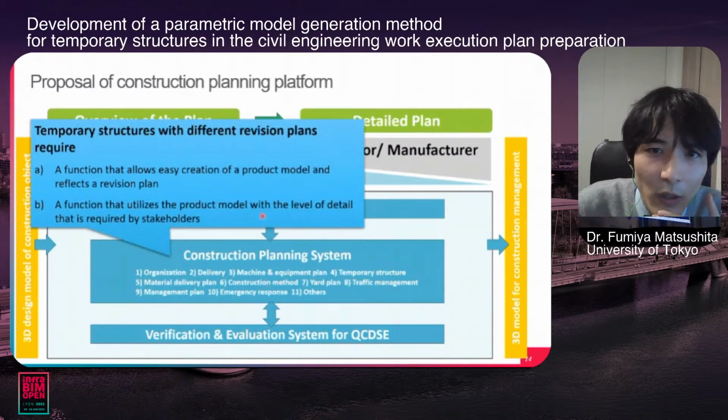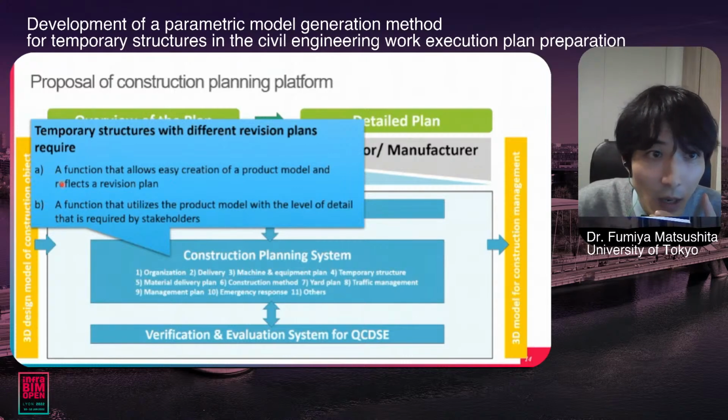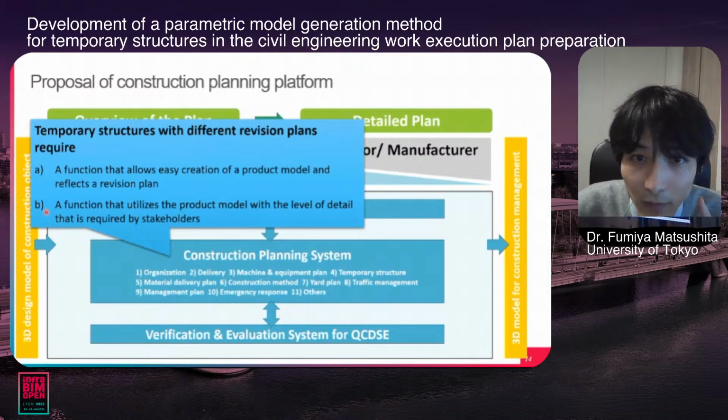As I have pointed out so far, temporary structure often needs a revised plan to reflect various players. That is why the 3D product model needs the following to function as a portion of the construction planning system. First is a function that allows easy creation of a product model and reflects a revised plan. And second is a function that utilizes the product model with a level of detail that is required by stakeholders.